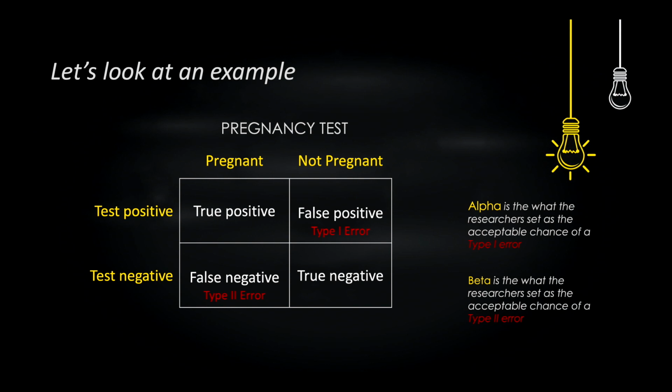So taking a look at the upper right-hand quadrant, this is a woman who is not pregnant. She takes a pregnancy test and it says that she is, or tests positive. That's considered a false positive result or a type 1 error. This is the same thing as alpha. Alpha is the number that the researchers set as their acceptable limit of having a false positive result.